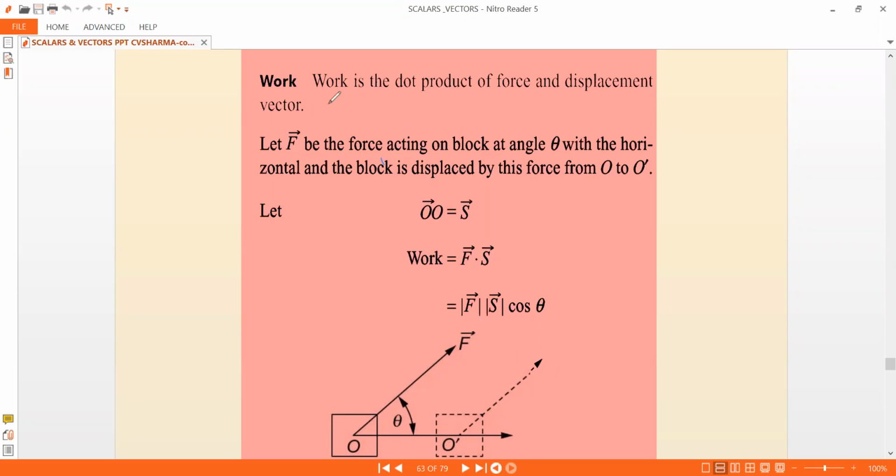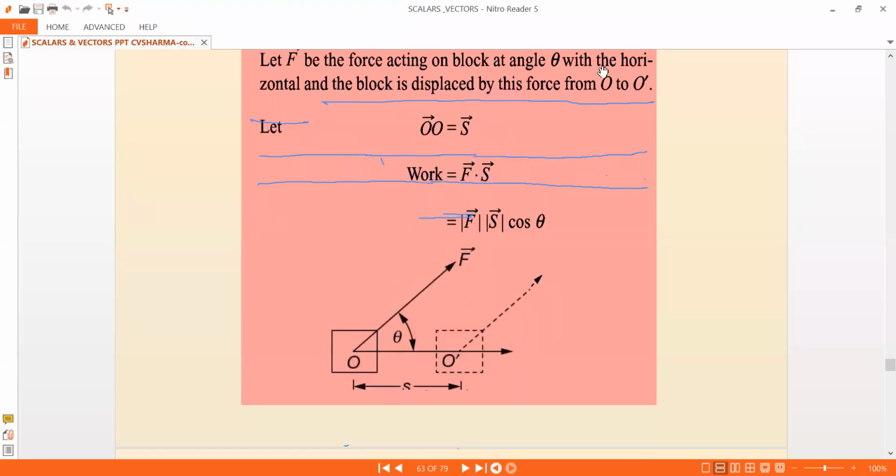And now work. Work is the dot product of the force and displacement vector. Let F bar be the force acting on the block at an angle theta with the horizontal, and the block is displaced by the force from O to O dash. You can see it is displaced over here. This displacement is S, and this force is like this. Displacement and force make an angle theta. So what will be the dot product? Work done is the dot product of force and displacement, F bar dot S bar, that is mod F bar mod S bar multiplied by the cosine of the angle between these two.